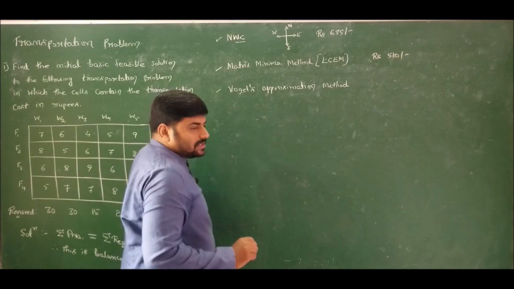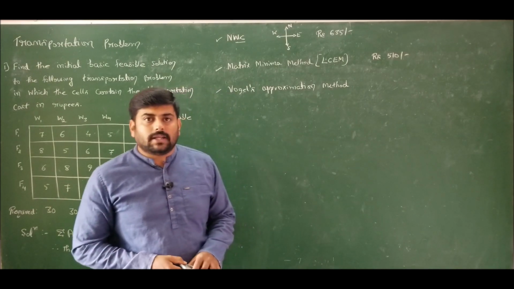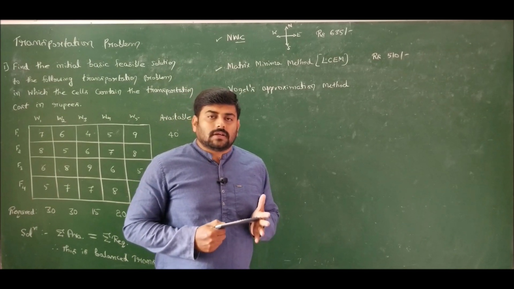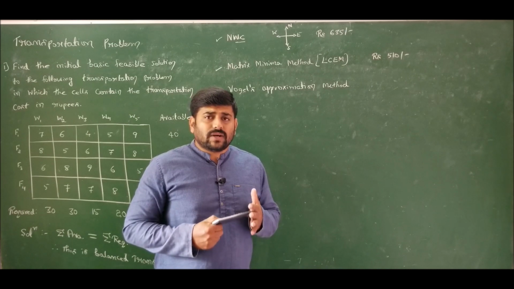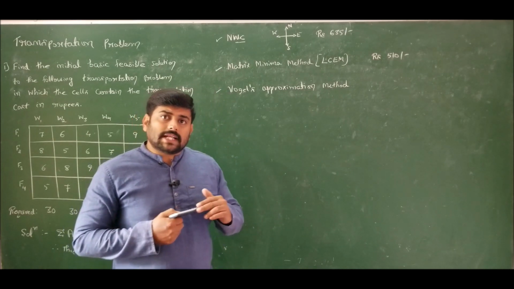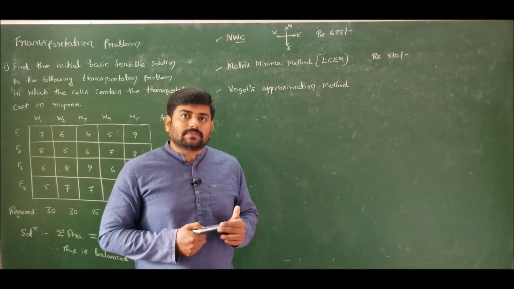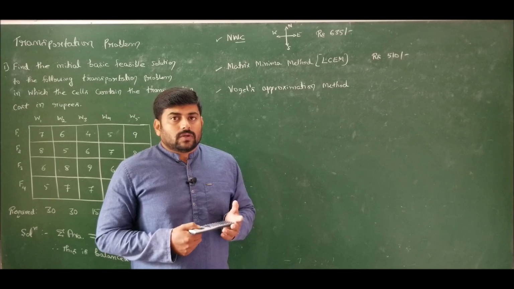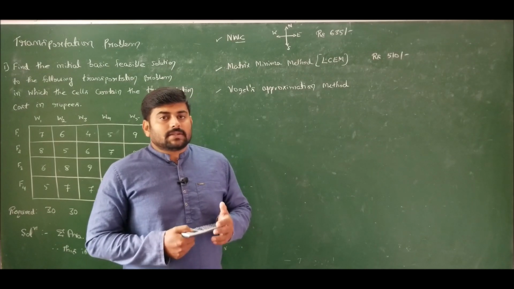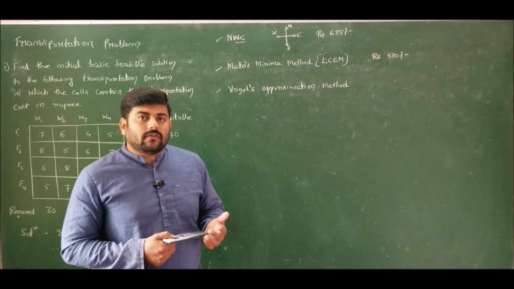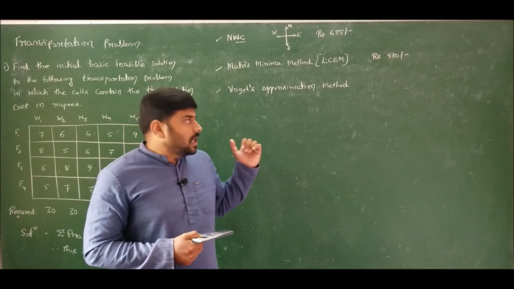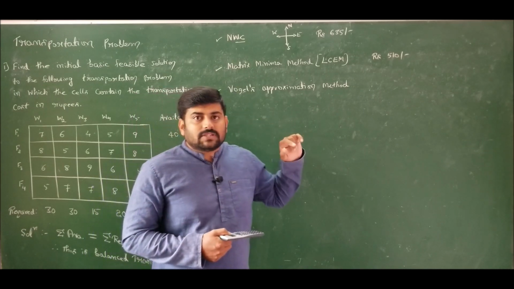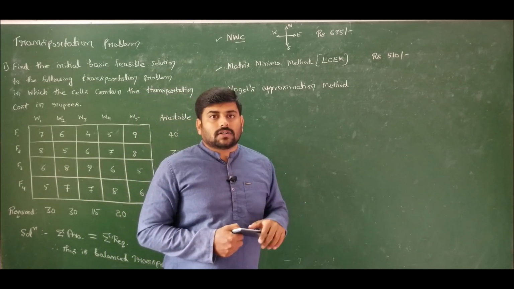In case of Vogel's approximation method, we will be allocating based on the penalty. Penalty is nothing but the difference between the second least cost and first least cost. What I mean to say is that if I am unable to transport with the least unit cost possible, what is the penalty that I am going to pay for not transporting with the least possible cost. Based on that, we will be allocating from source to destinations. So penalty is defined as the difference between the second least cost and the first least cost.